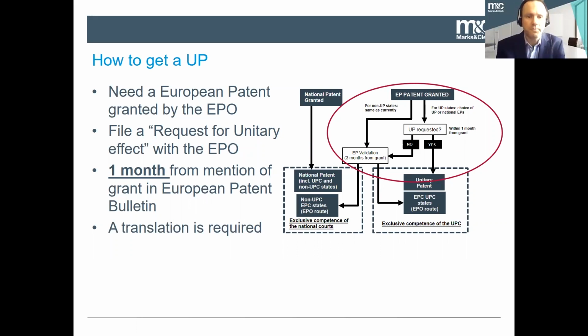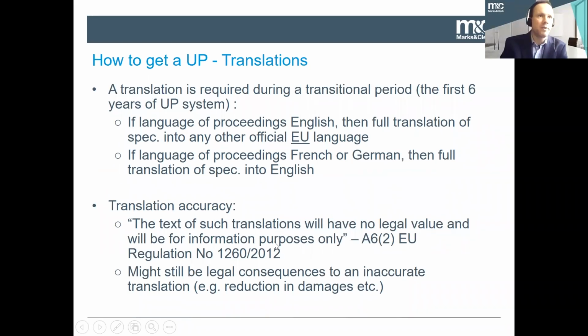Just to highlight, though, the jurisdiction of national courts remains the same for patents you've actually obtained nationally, for any country, it doesn't matter if it's a UPC member state or not. And for non-UPC member states, the national courts also have exclusive jurisdiction. As I said, there is a 1 month deadline for filing a request for unitary protection. And in addition, you actually have to file a translation of the granted European patent. Now, let's talk about those translations in a little bit more detail.